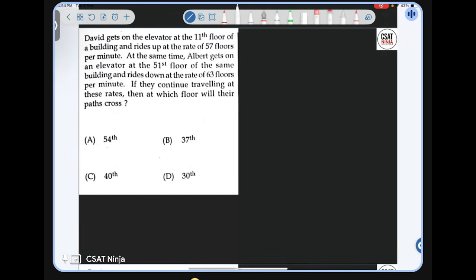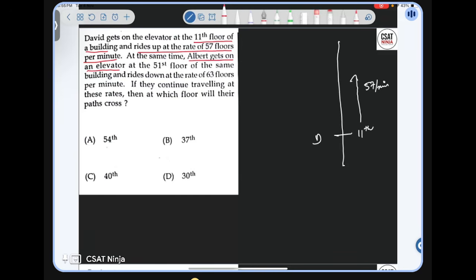David gets on an elevator at 11th floor. Okay, it's an ordering ranking type of question. 11th floor of the building and rides up at a rate of 57 floors per minute. Okay, there is David. Let me just draw like this. David is here, which is the 11th floor. And he's traveling up at a speed of how much? 57 floors per minute.